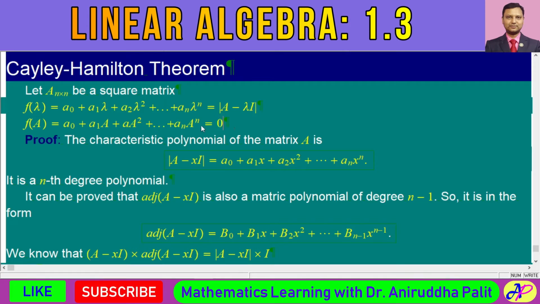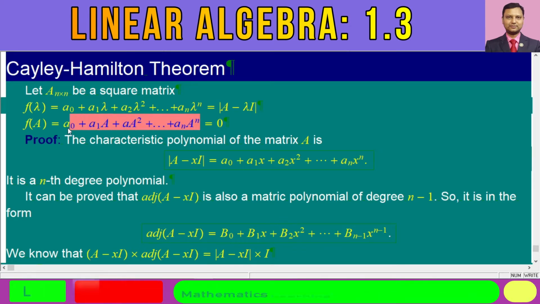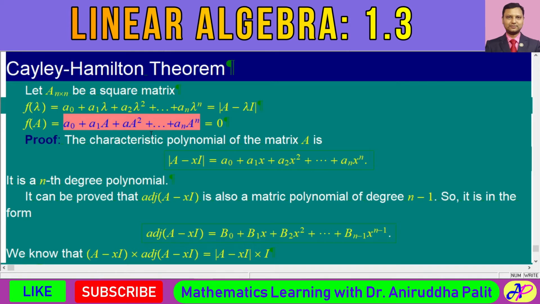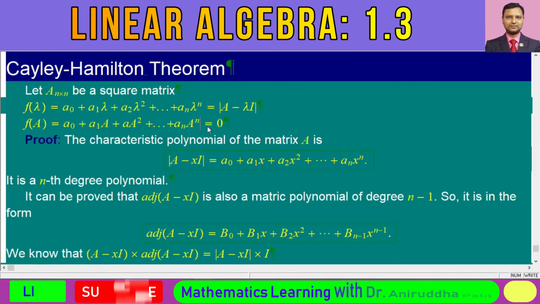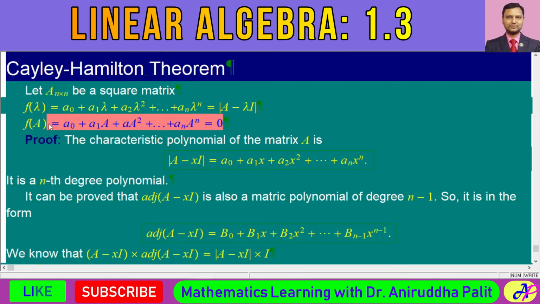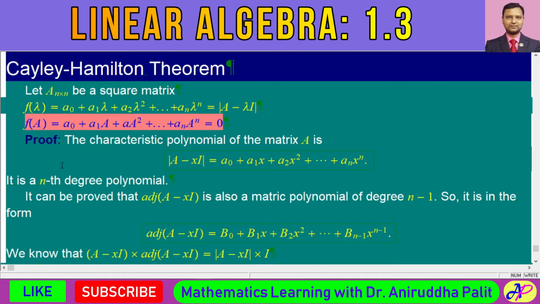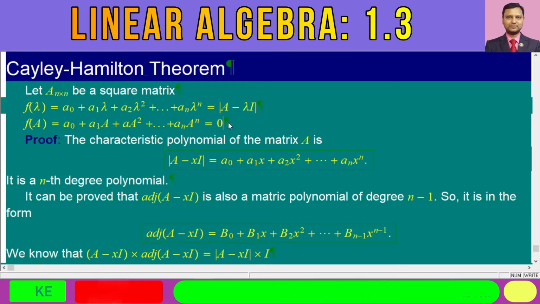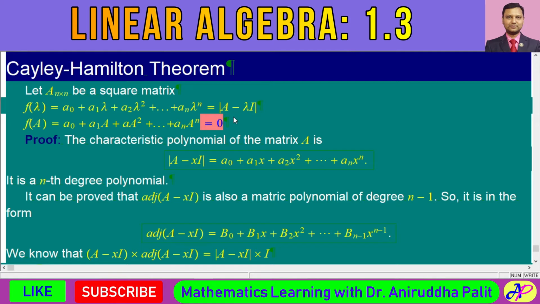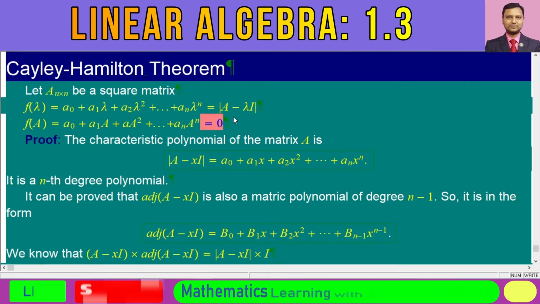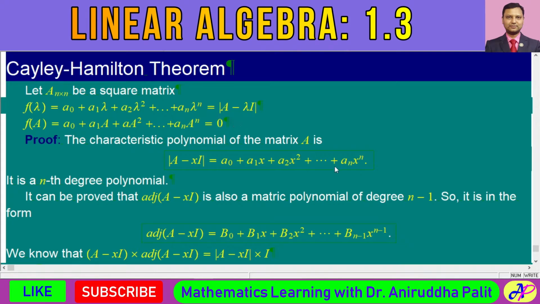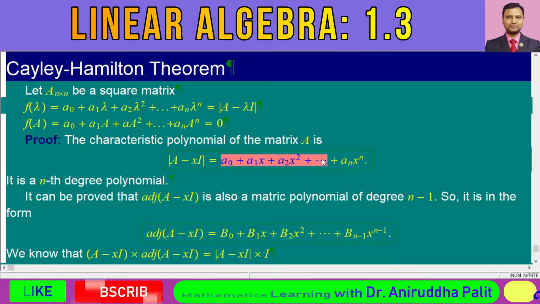It will be a matrix because, yes, we can see that this is actually a matrix polynomial. So over here, this expression is equal to 0. We need to prove this result. We need to prove that if we put lambda equal to A, then this total expression becomes a zero matrix. So this will be the expression of the characteristic polynomial.